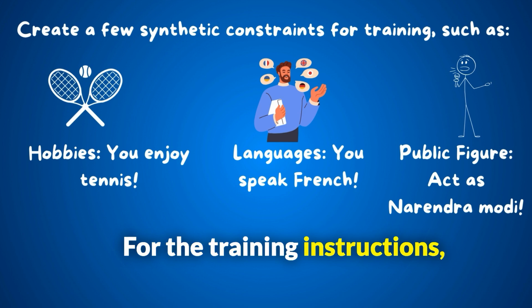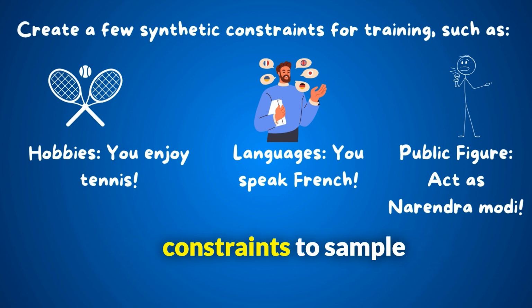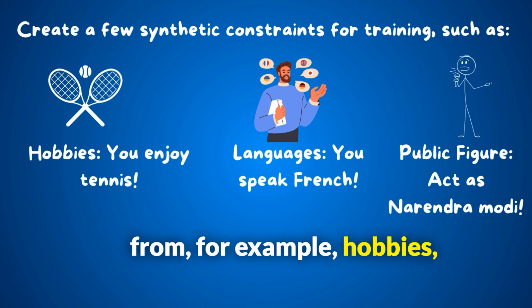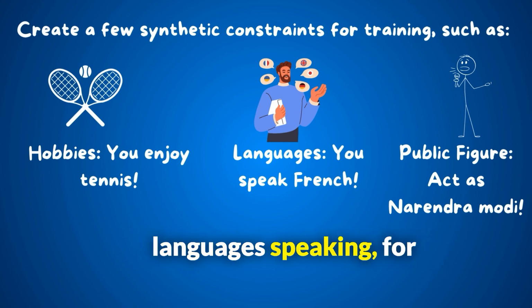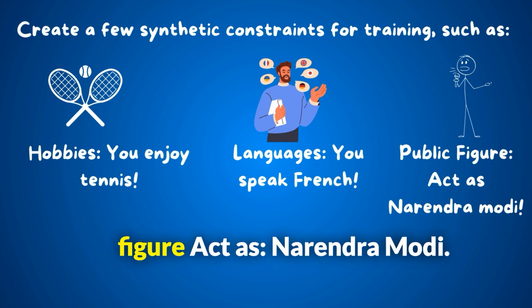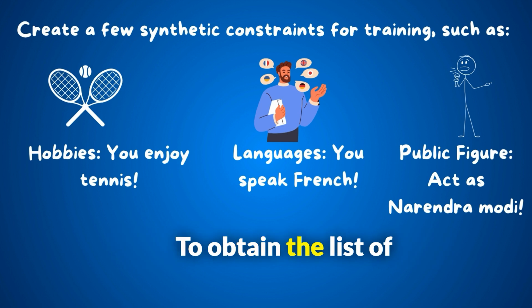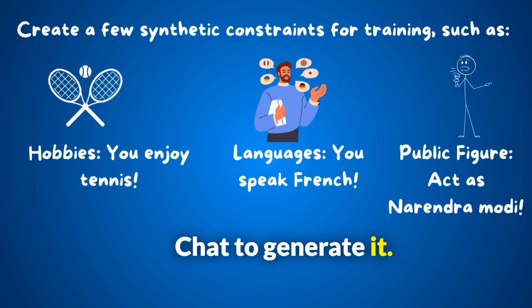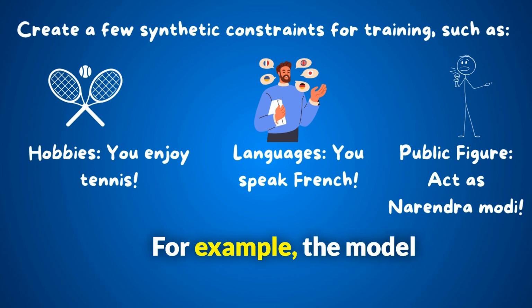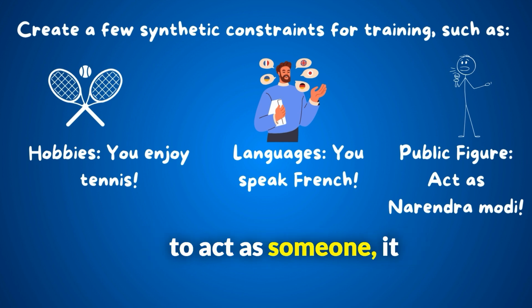For the training instructions, we created a few synthetic constraints to sample from. For example, hobbies: you enjoy tennis, soccer. Languages: speak in, for example, French. Or public figure: act as, for example, Narendra Modi. To obtain the list of hobbies and public figures, we asked Llama2 Chat to generate it, avoiding a mismatch between instruction and model knowledge, for example, the model being asked to act as someone it had not encountered during the training.